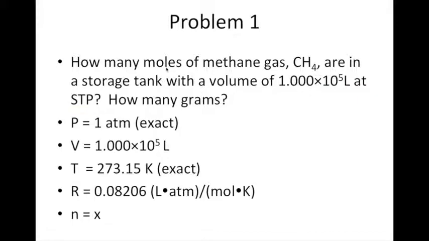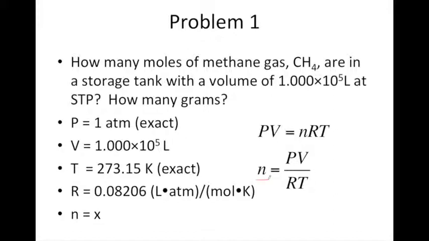So let's write down what we know. We know our pressure at STP is exactly 1 atmosphere. We know the temperature at STP. That's an exact number, 273.15. That's a definition. Our volume is given. R is given. I've rounded it just a little bit. So we always know R. That's a constant for any gas. And we're asked to solve for the number of moles, X. So we can take our ideal gas equation, PV equals nRT, and solve for the number of moles.